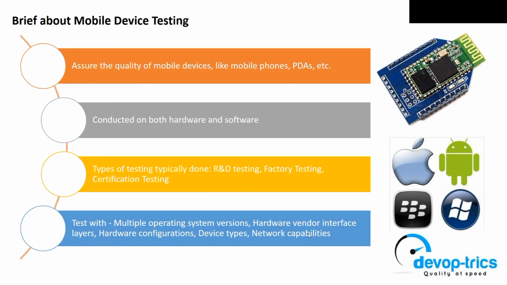Then there are some network capabilities also which are tested. For example, how fast can the internet be supported? Is it a 2G only phone, or can it support up to 3G or 4G, or does it support Wi-Fi? If it supports Wi-Fi, up to what band does it support? Everything is tested with this. So this is about mobile device testing.